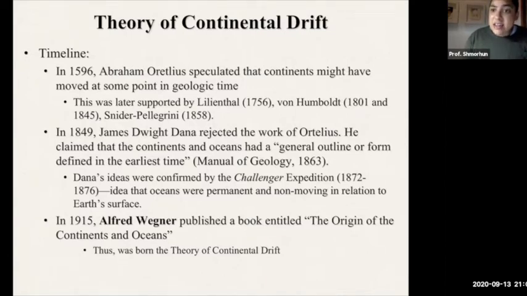He stated that approximately 200 to 300 million years ago, all of our present-day continents that we see in their fixed positions right now were actually pushed together in a supercontinent. And since then, they have drifted. And thus was born the theory of continental drift.